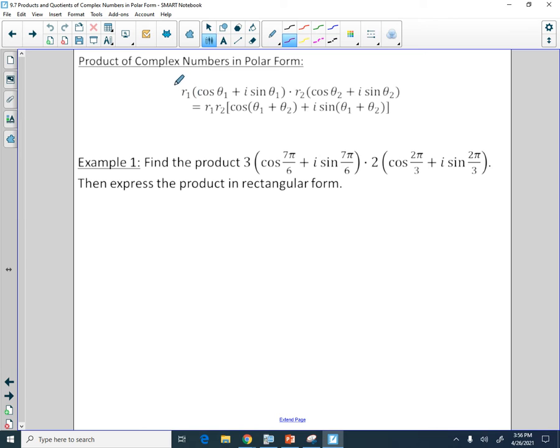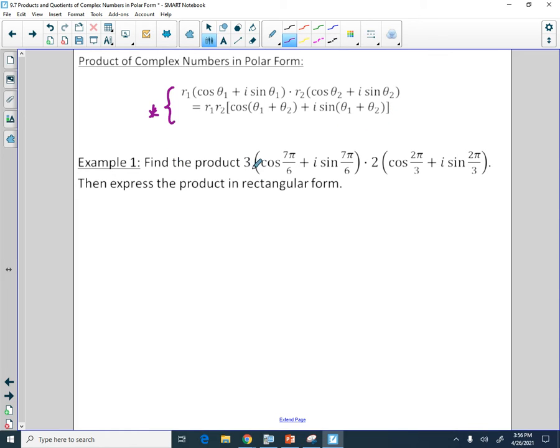So here is the important thing, right? Here are two complex numbers in polar form: R1 with a theta and R2 with its own theta. And when you multiply them together, for your new R, you multiply the R's, and for your new theta, you add the thetas. It looks more complicated than it is. So let's just do this example.